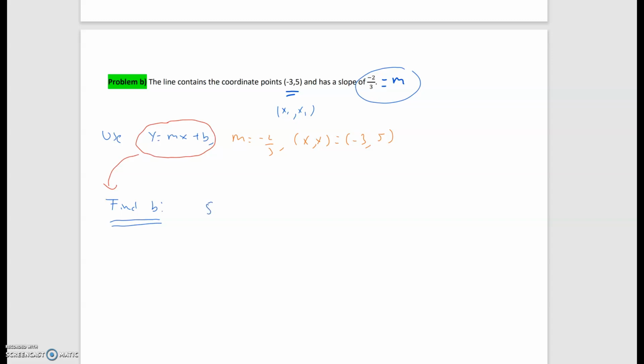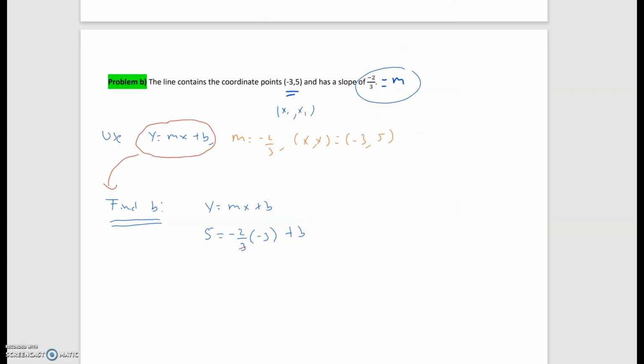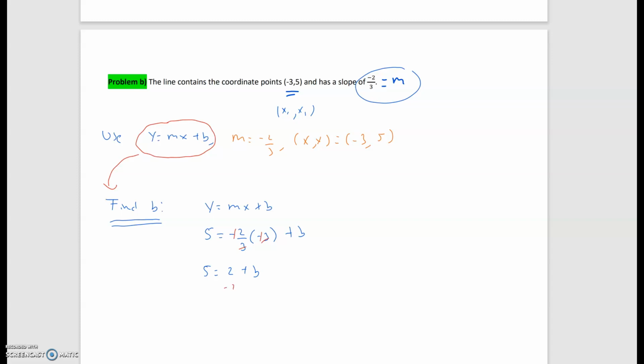So let me rewrite it as y is equal to mx plus b. So in this case, 5 is equal to, the slope is negative 2/3, your x value is negative 3, plus b. And then you can cancel the 3's and the negatives. So 5 is equal to 2 plus b. And then you'll subtract the 2's.